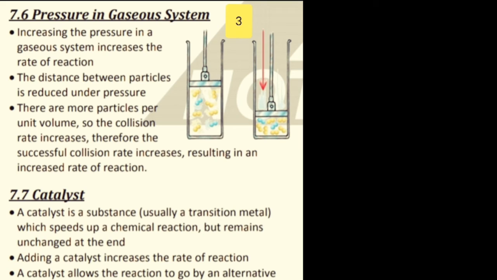Okay, fourth factor which affects rate of reaction, pressure. Pressure will affect only gaseous reactants. When you increase pressure, rate of reaction will increase. Rate of reaction will be faster at a high pressure. When we increase pressure, reactant particles become closer to each other and there is more possibility for collision. Rate of reaction increases.